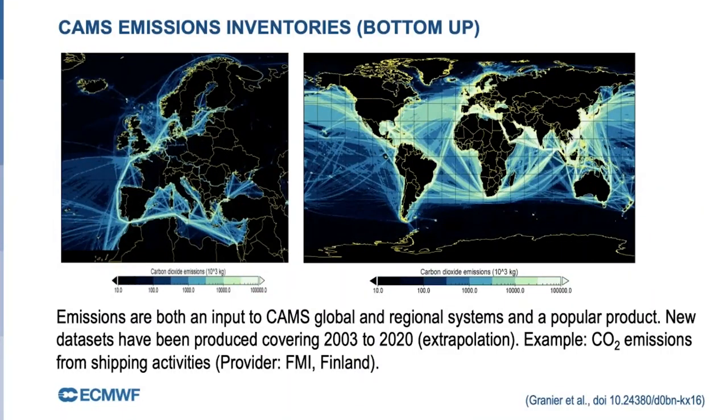So one of the most important things we need for modeling atmospheric composition are the surface inputs in terms of emissions and fluxes from different processes at the surface. In this case, we're looking at an example of emissions from shipping. This is a data set that was developed under CAMS and is also part of our data portfolio. It shows, at the European domain and then at the global domain, emissions of carbon dioxide from shipping. We see all the ship tracks for different regions of the world, across the different oceans and seas. This is just one element that feeds into the emissions that we need to be able to correctly model atmospheric composition.